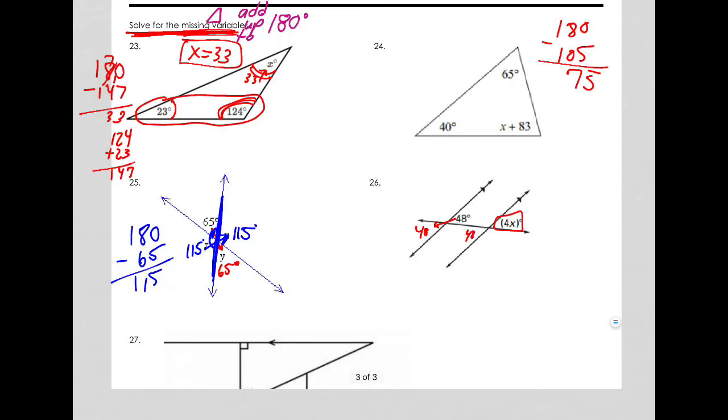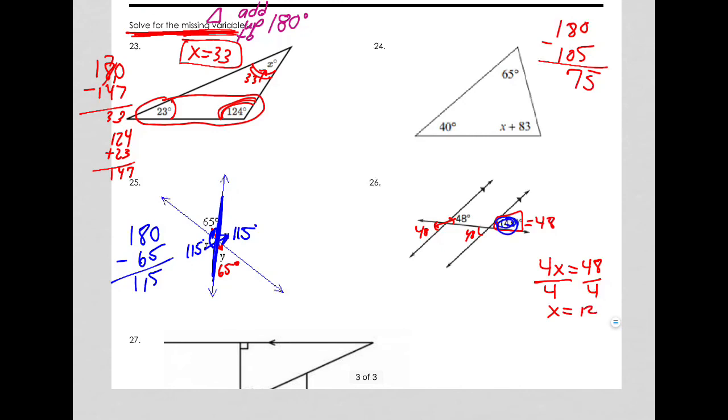We also know that this angle, this angle, this angle, that means this should also be 48. So 4x should equal 48. Now, what does x have to be for it to equal 48? Write an equation. Solve the equation. You have that x should equal 12. And you can make sure it makes sense.